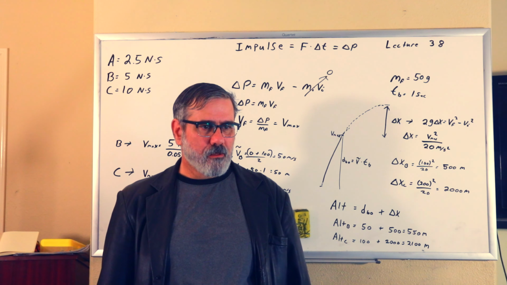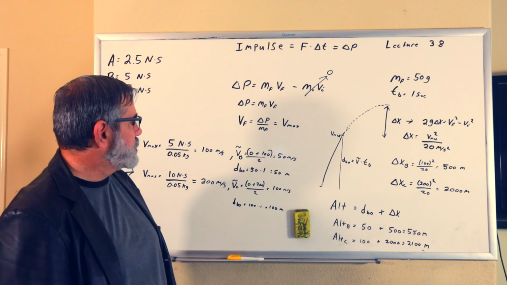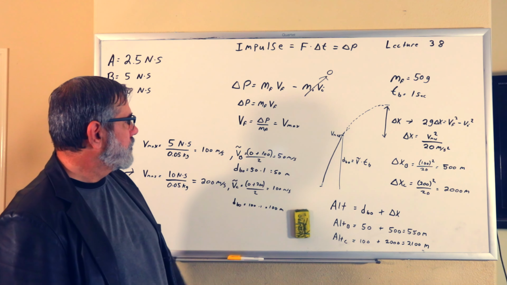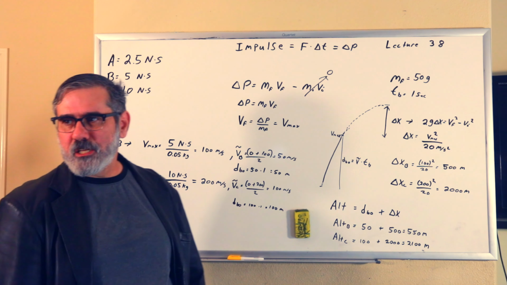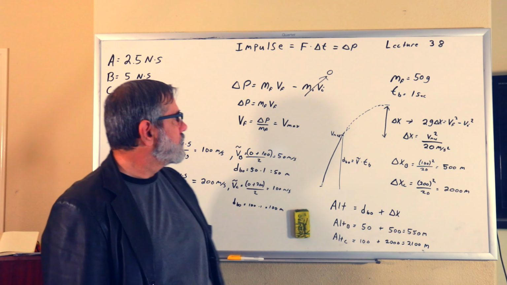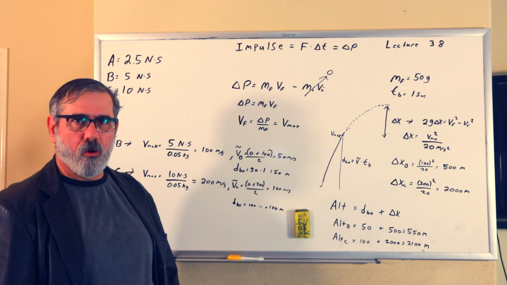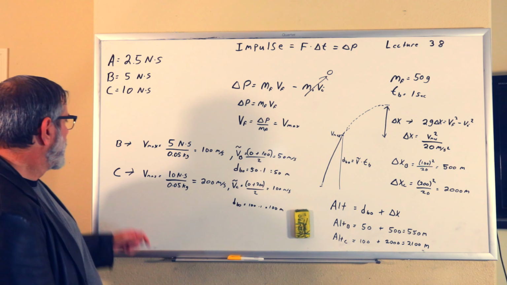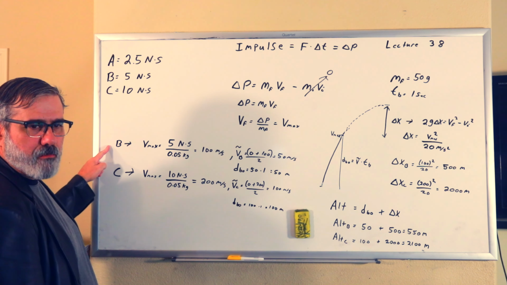So, impulse tells us what the change in the momentum is going to be. And we've used it here to show how high a model rocket will go, considering a B motor and a C motor.